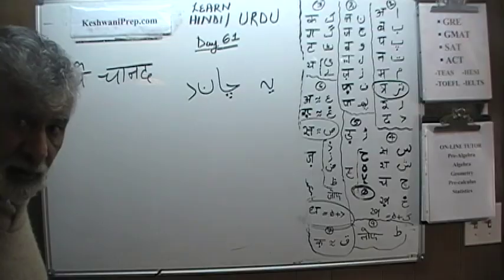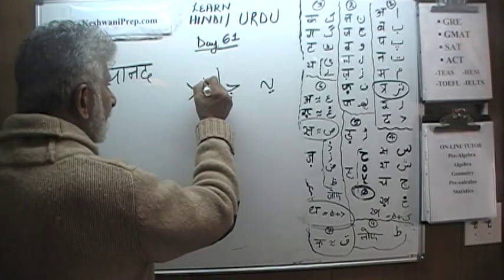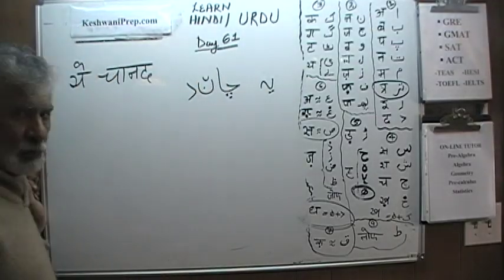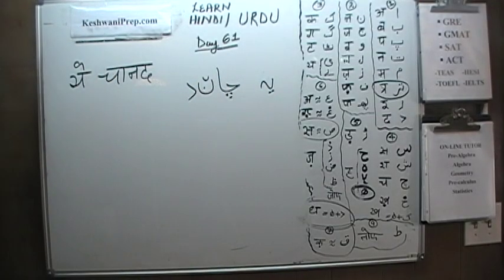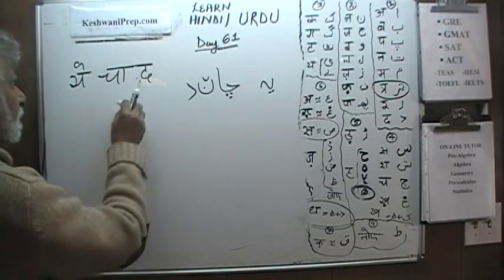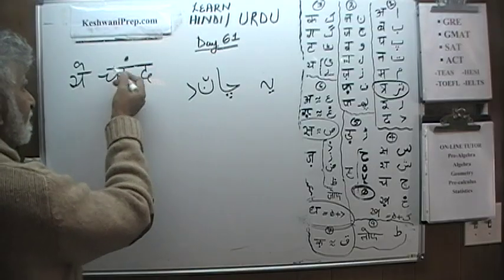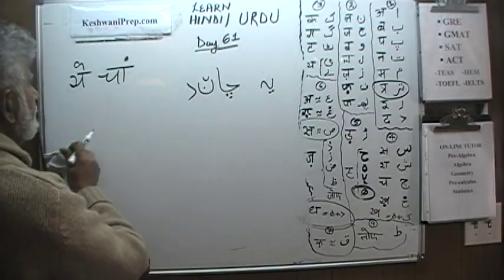To indicate in Urdu that this is not a full noon, we still have to write the entire noon, but you put a symbol like this. And now it becomes a nun gunna. In Hindi, we don't write the na at all. We just put a dot on the top, and that reads chand.